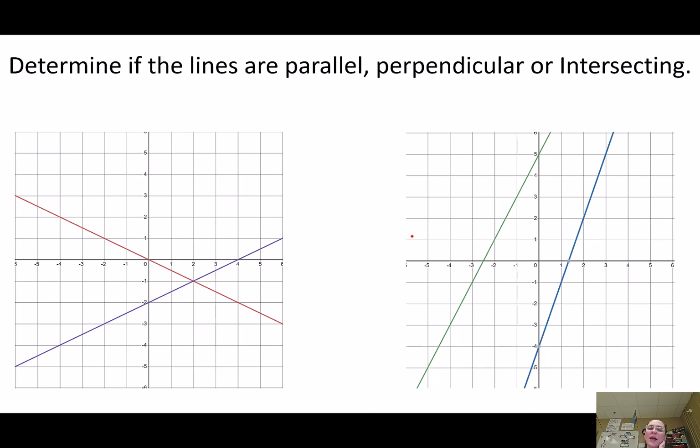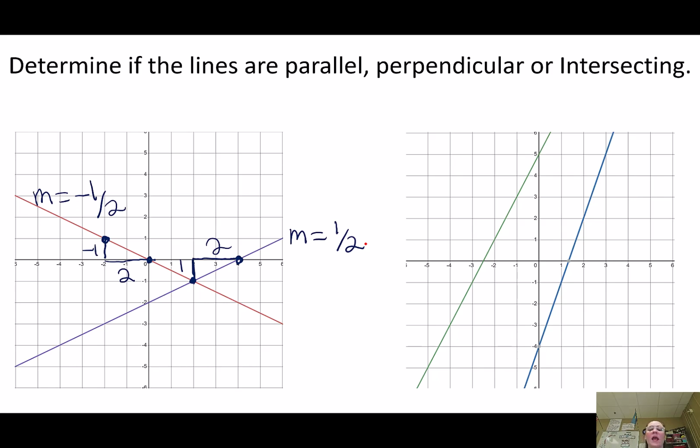All right, let's look at the graph on the left. So looking at the graph on the left, I'm going to pick 2 points and count my rise, which is -1, and my run, which is 2. So the red line has a slope of -1/2 because I went down. Then looking at the purple line, I've got a point here and a point here. And I'm going to do a rise of 1 and a run of 2. So its slope is 1/2.